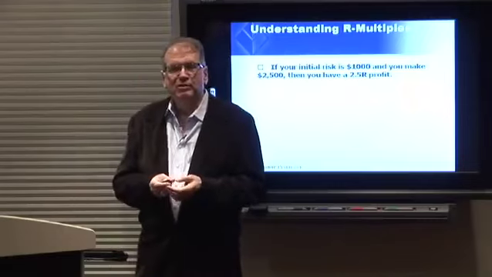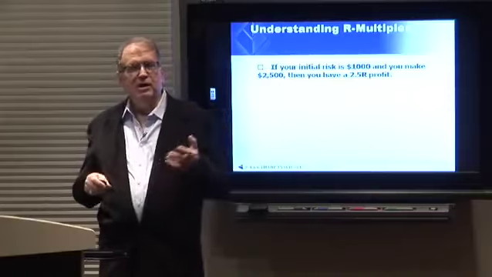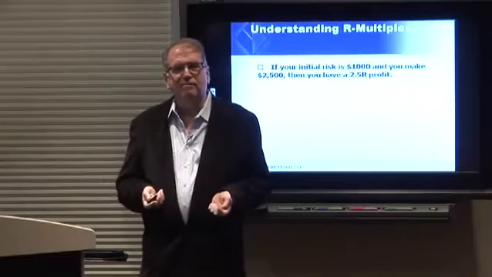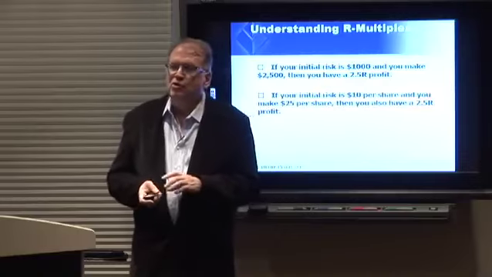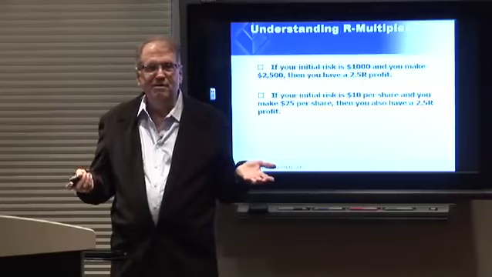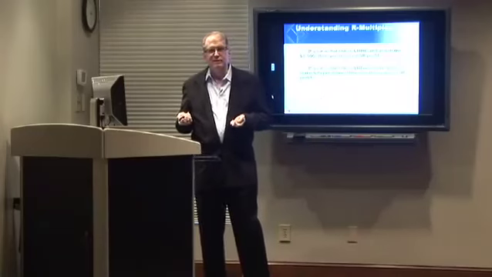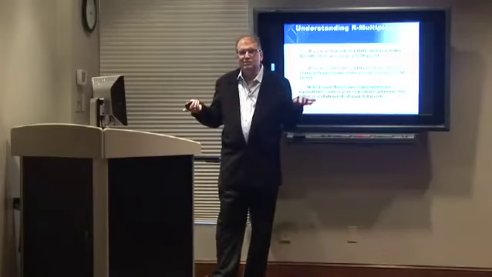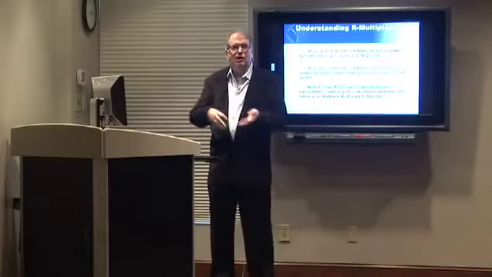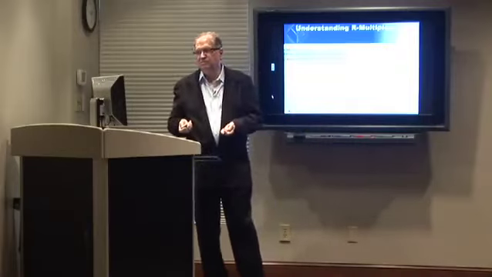So if your initial risk is $1,000, and you make $2,500 in the trade, you have a 2.5R profit. If your initial risk is $10 and you make $25 a share, you have a 2.5R profit. Same thing. And notice how the two statements are almost exactly the same. One is your risk per share, one is your total risk.